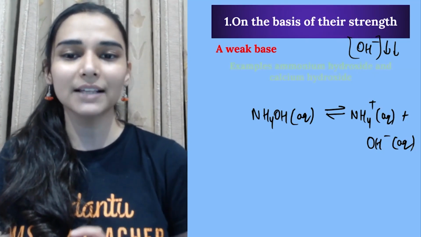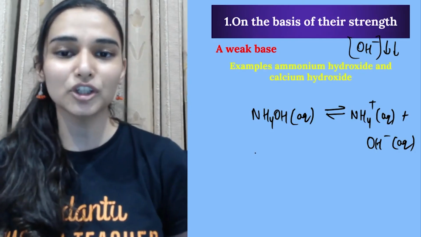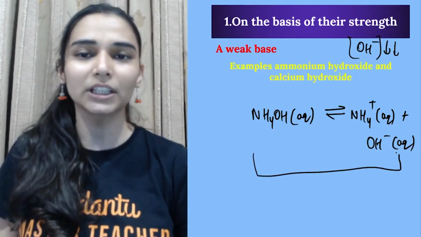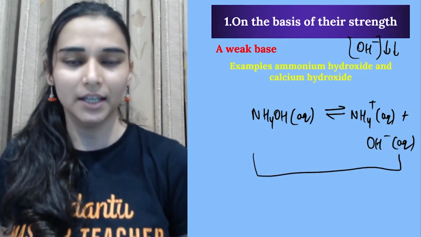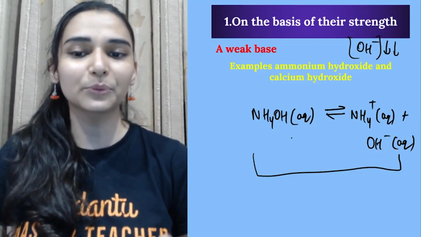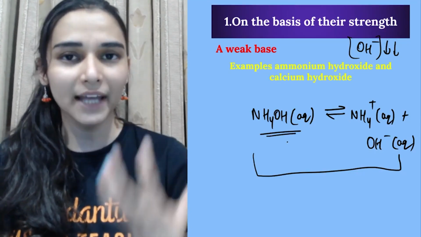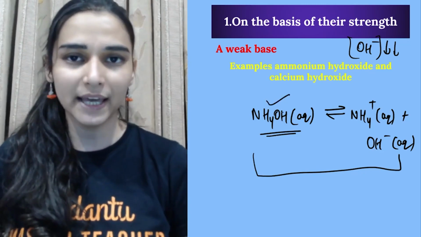One more thing. Sometimes this is asked in the question, what kind of species would be present in the aqueous solution of a weak base. So for the aqueous solution of a weak base, you can simply tell that some unionized molecules would be there.